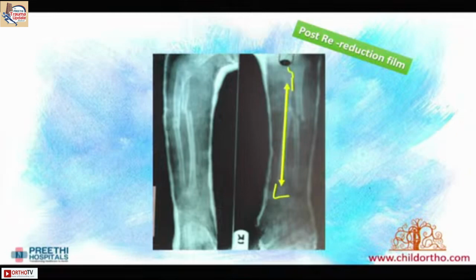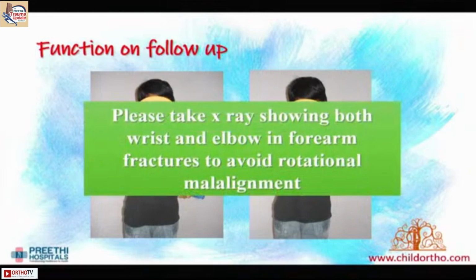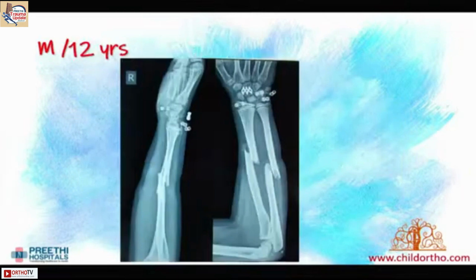So now we have got the rotation right. Don't look at only the fracture side, look at both sides, and this is the functional result on the follow-up. What you need is maximum rotation. If you get the rotation right, the rest of the things will be taken up by this. The most important problem which we cause is we take a very small X-ray. The elbow and wrist are together, and that is why we sometimes miss rotational malalignment.